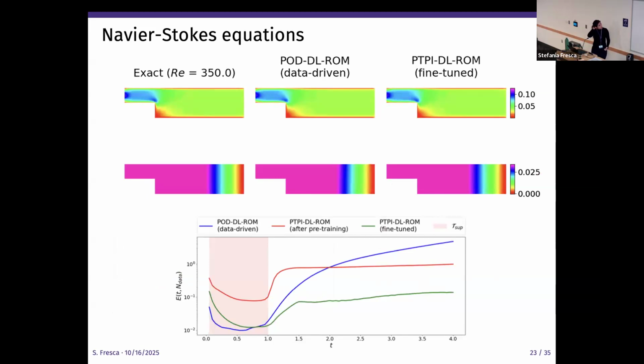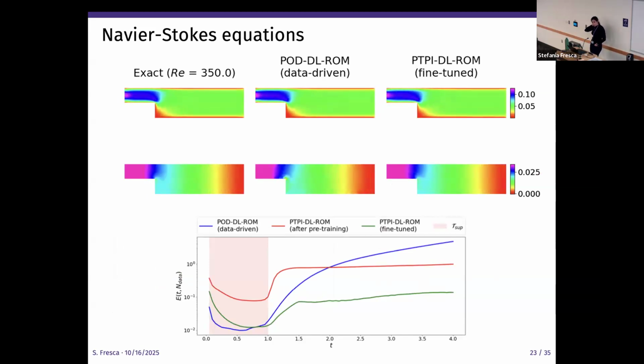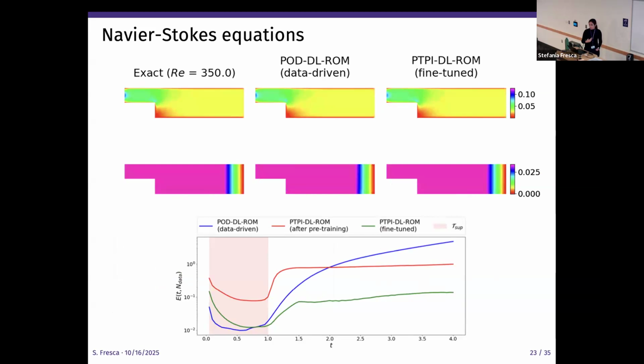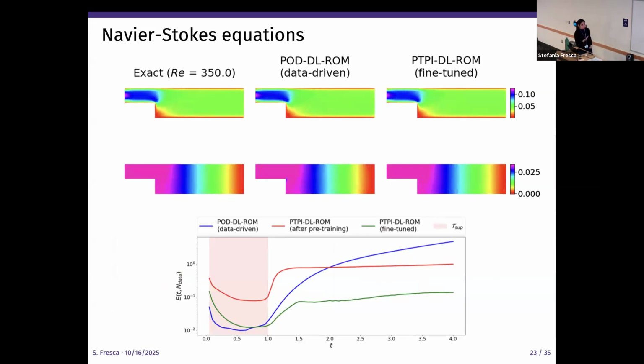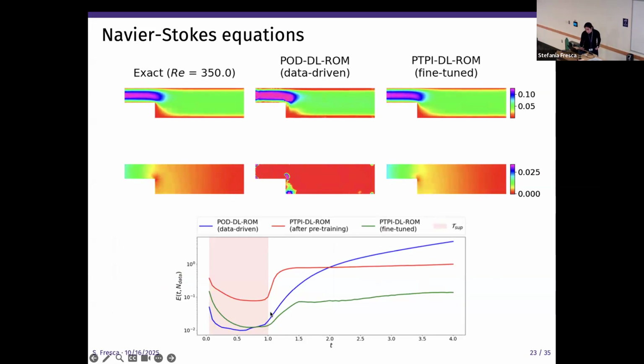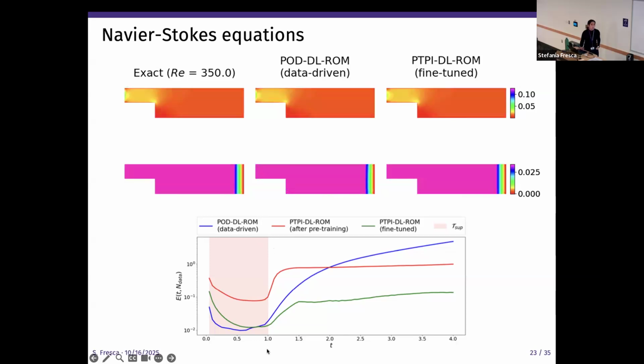Finally, the solution of the incompressible Navier-Stokes equations on a backward-facing step geometry. PTPI is able to preserve the accuracy also in the time extrapolation regime. Instead, a purely data-driven technique like POD DL-ROM is not. Basically, the testing error here starts to increase just beyond the end of the training time window.